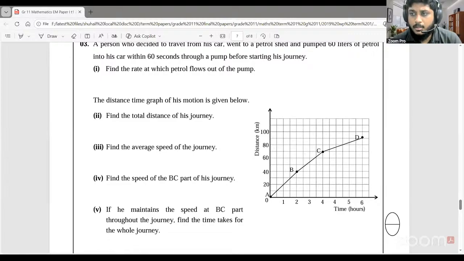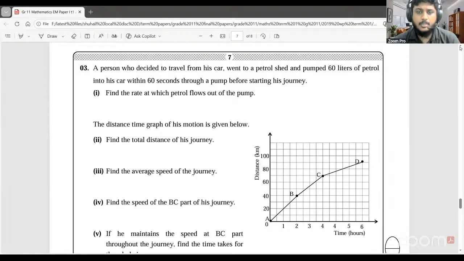Now we'll see question number 1. First question. A person who decided to travel from his car went to a petrol shed and pumped 6 liters of petrol into his car within 60 seconds through a pump before starting his journey. Find the rate at which petrol flows out of the pump.